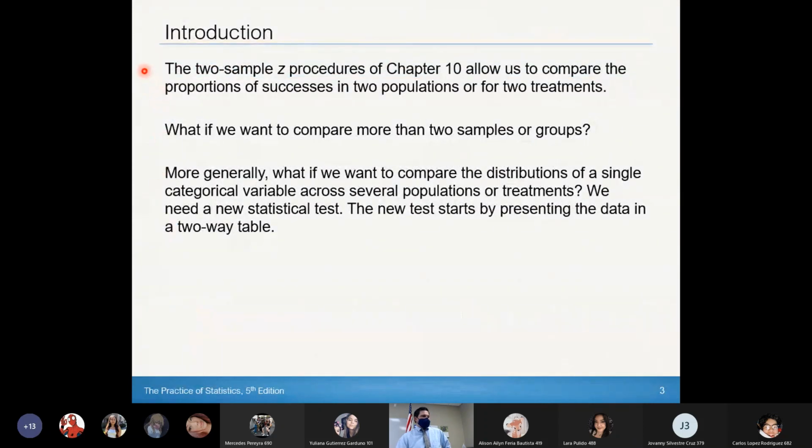The two sample Z procedures of chapter 10 allow us to compare the proportion of success in two populations or for two treatments. What if we want to compare more than two samples or groups? More generally, what if we want to compare the distributions of a single categorical variable across several populations or treatments? We need a new statistical test. The new test starts by presenting the data in a two-way table.